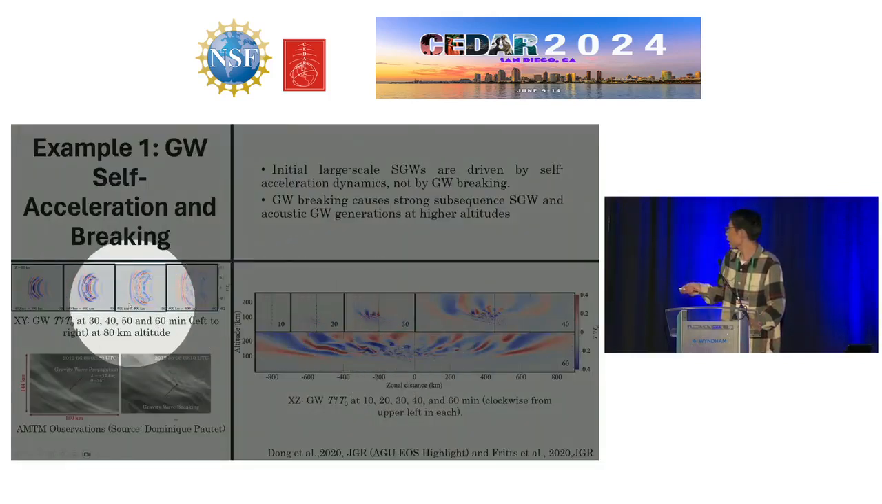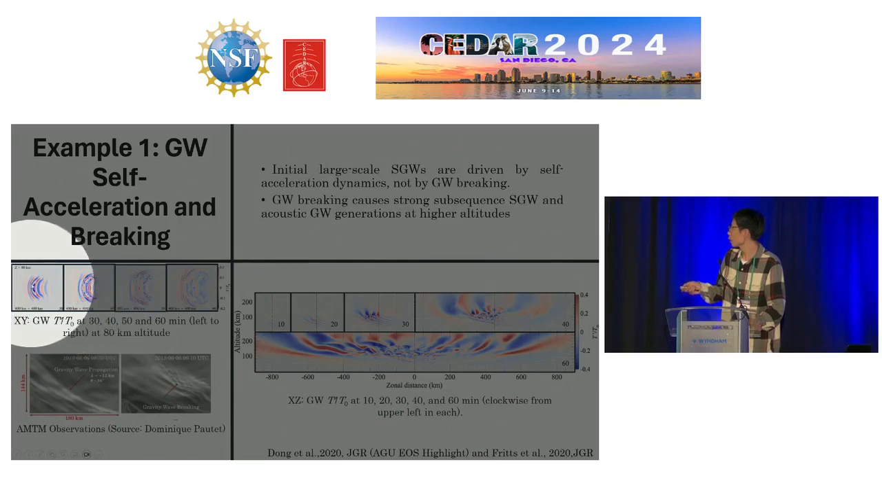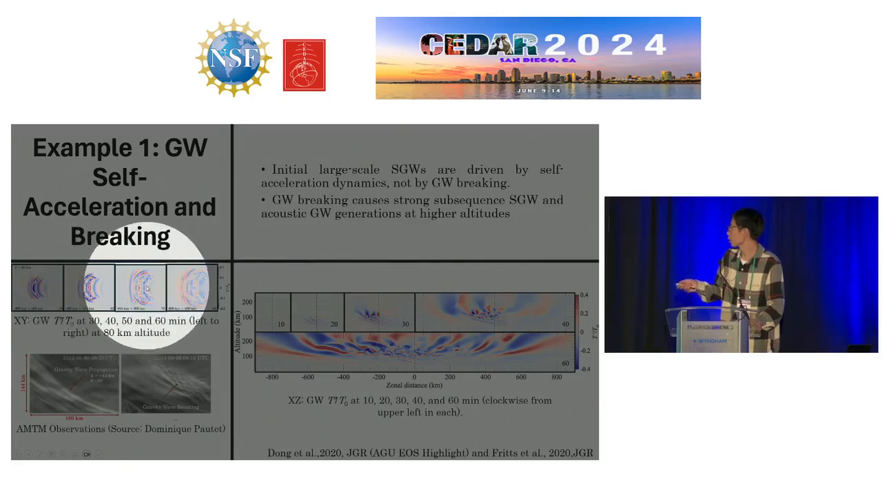This is the XZ plane and this is the XY plane. We are at different times at 80 kilometers. We can see if without self acceleration, this should be linear. But due to the self acceleration, there is a bow structure here, or say circle structure, and some smaller scale dynamics here and here.